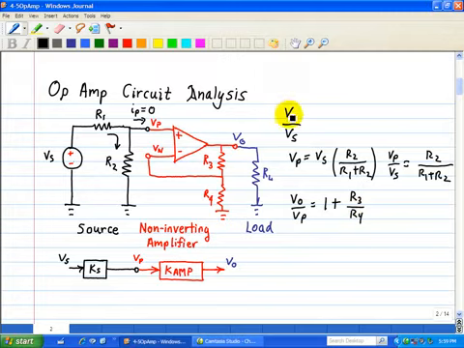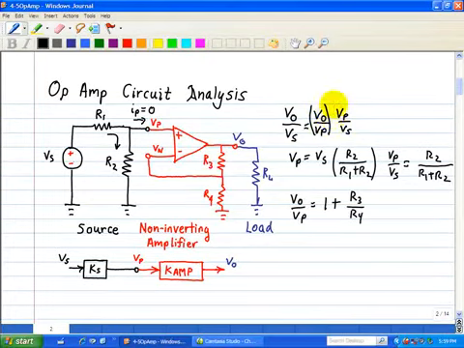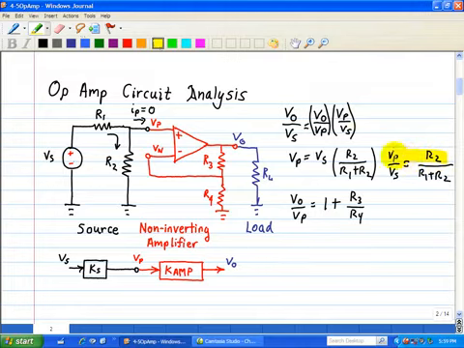Now we note we want VO over Vs. Well, we can manipulate this, saying that we already found the relationship between VO over VP and VP over Vs as shown here, and we see the VP's cancel and we get VO over Vs. Let me highlight that: VP over Vs for this ratio, and then VO over VP is found using this relationship.